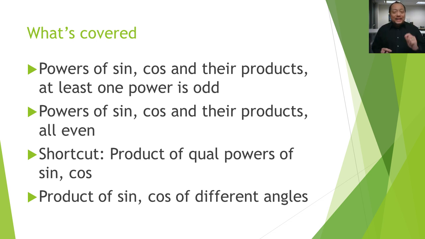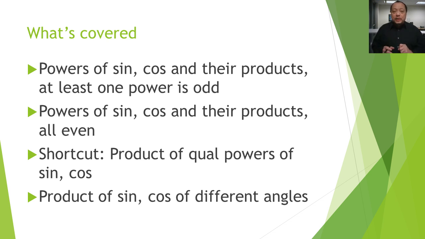them, where at least one of the powers is odd. And number two is the rest of it, which is power of sine or cosine or their product, where all powers are even. Both powers are even. Well, within that, there's a shortcut that I'll talk about.